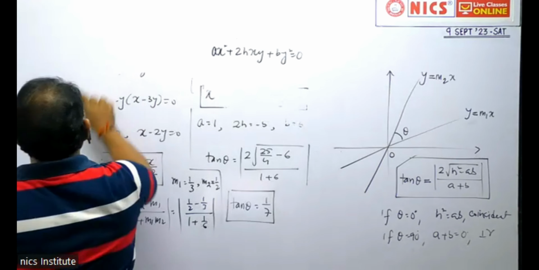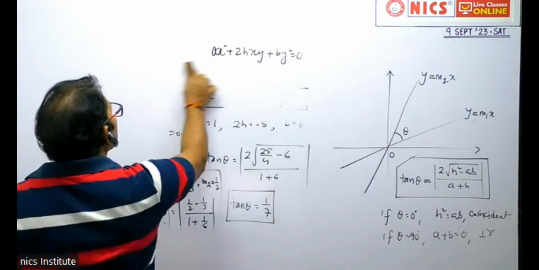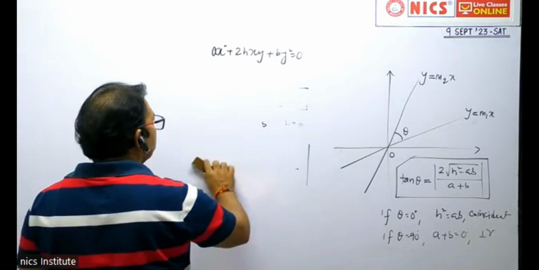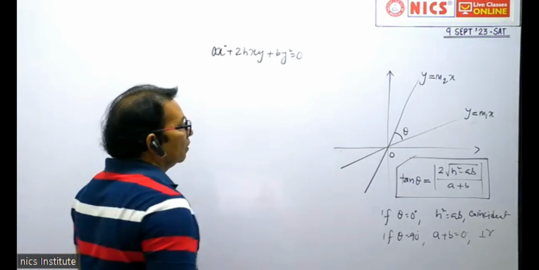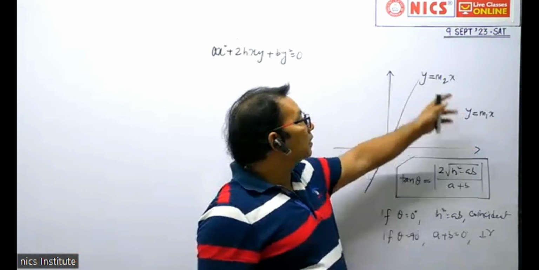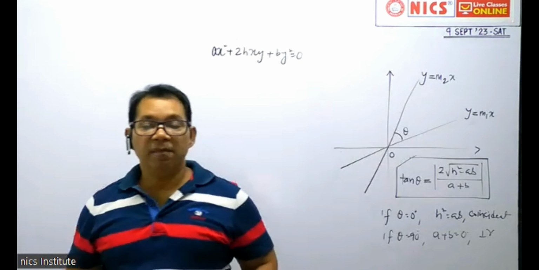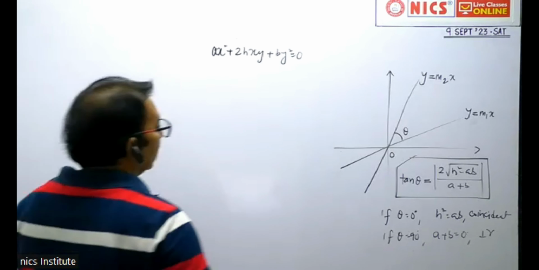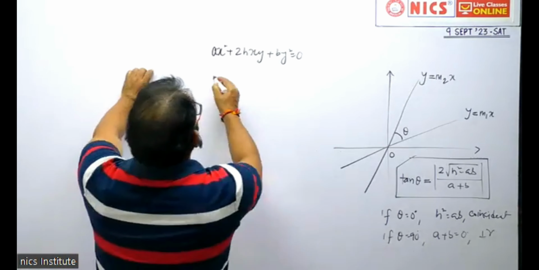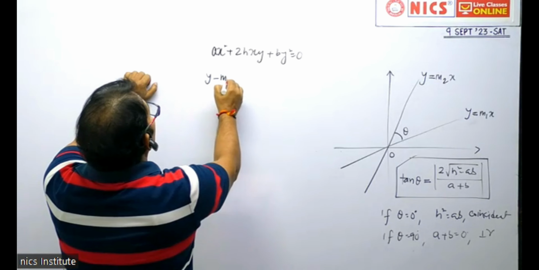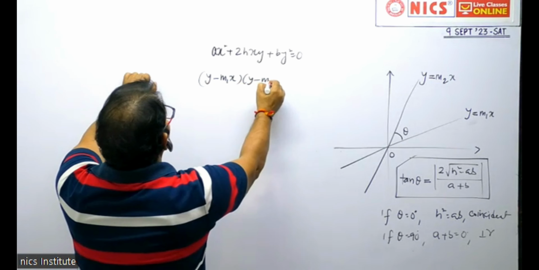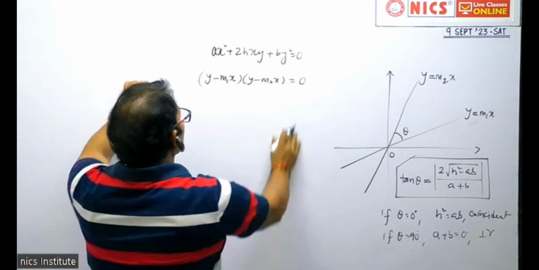Let's find a relation between m1, m2 and the real numbers a, b, h. One line is this, another line is this, and if I multiply these lines, I'll get the combined equation. The first line is y minus m1x equal to 0. The second line is y minus m2x equal to 0. I multiply these two lines.